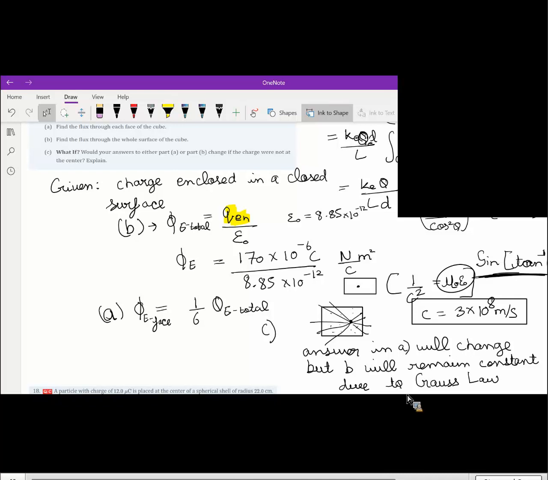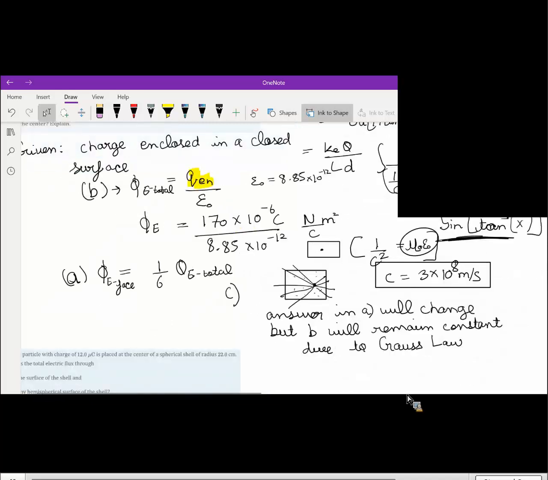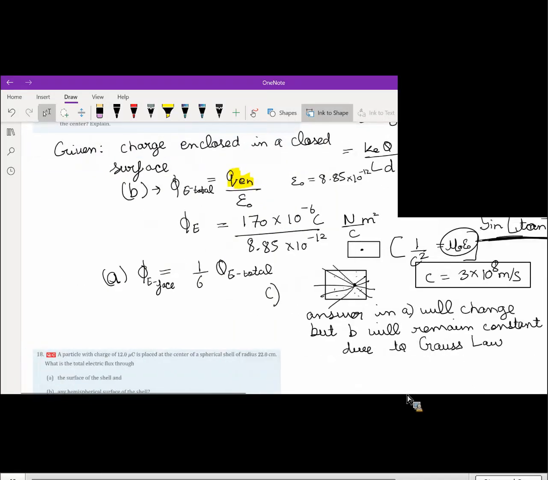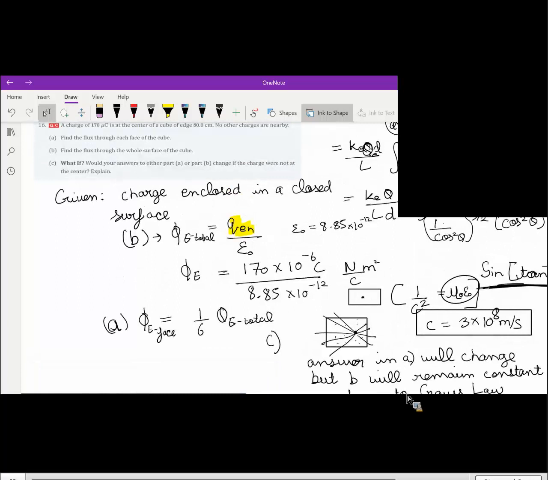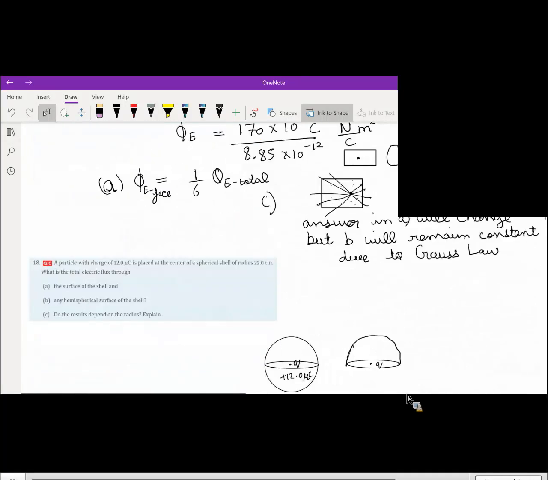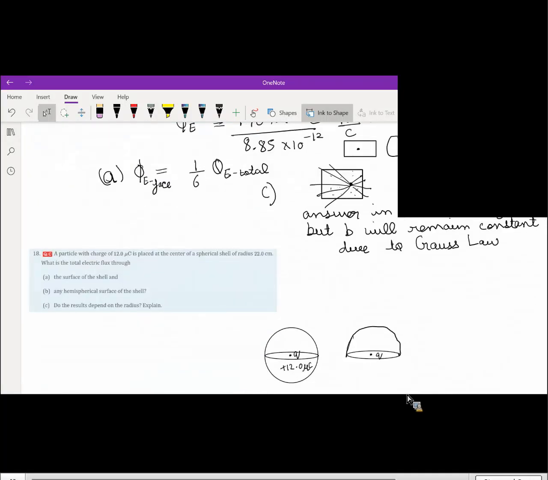That's why your answer in A will change, but the answer in B won't change, because Gauss law says if it's a closed surface, then the total flux through the surface is dependent not on the shape of it, it's just dependent on the charge enclosed. Is it okay, Riley? Oh, perfect.